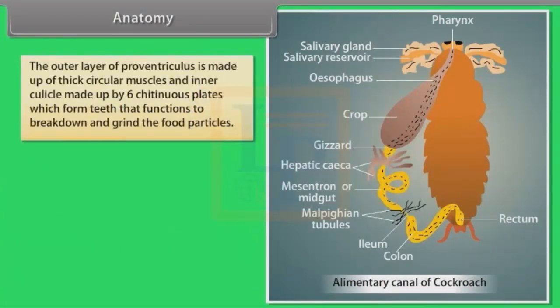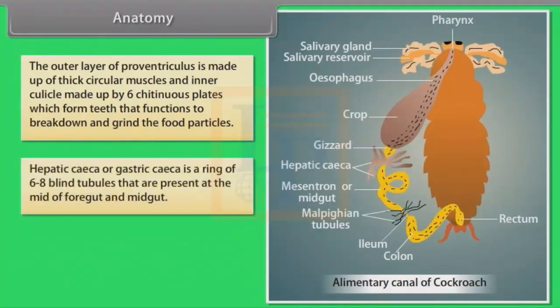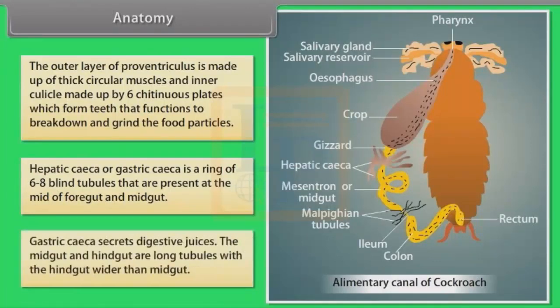The outer layer of the proventriculus is made up of thick circular muscles and an inner cuticle made up of 6 chitinous plates, which form teeth that function to break down and grind the food particles. The hepatic caecae or gastric caecae are a ring of 6 to 8 blind tubules present at the junction of foregut and midgut. The gastric caecae secrete digestive juices.